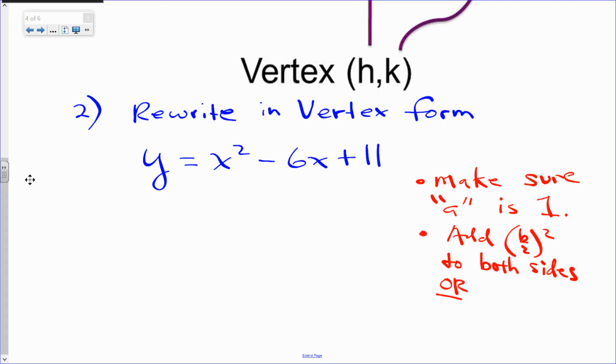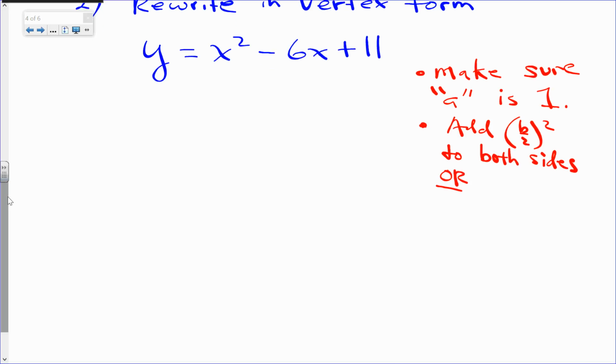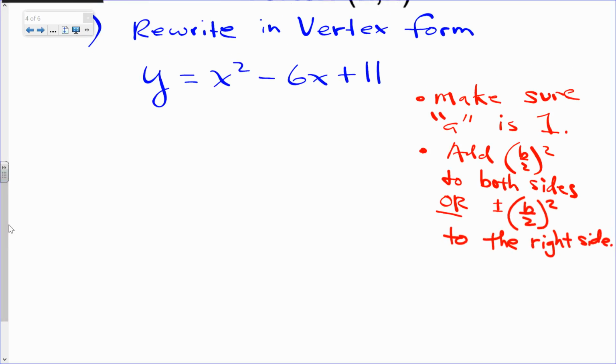Or, here's a little logical move that I'm going to throw at you that might scare some of you, but if you just think logically about what I'm talking about, it makes life a little easier. You can add b over 2 squared to both sides, or add a positive and negative b over 2 squared to just the right side, not both sides. This second option I didn't mention yesterday, because some of you will understand my logic and maybe like this option. But if it scares you, just do the first part of the second bullet. Just follow me on this thinking trail, and it makes sense.